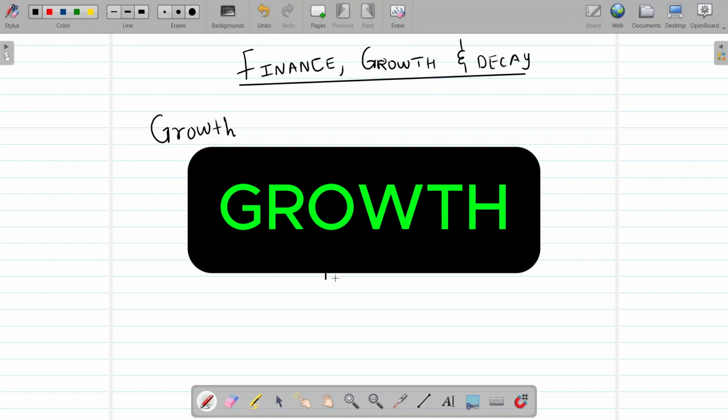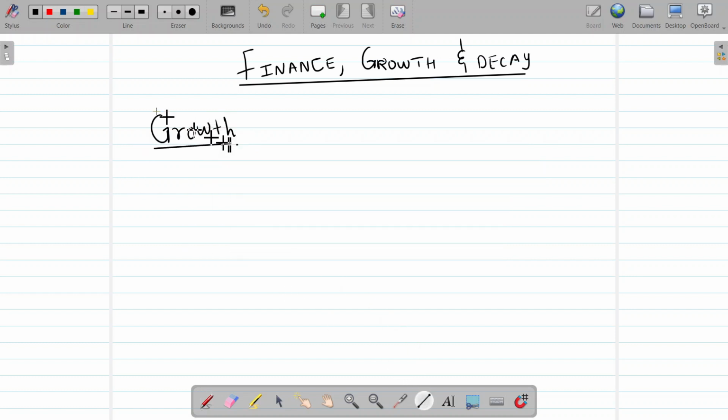Growth is the increase in the value. This particular increase could be the increase in the value of an investment. It could be the increase in the value of a savings account. This increase in value occurs in two ways. It occurs via simple interest, as well as compound interest.